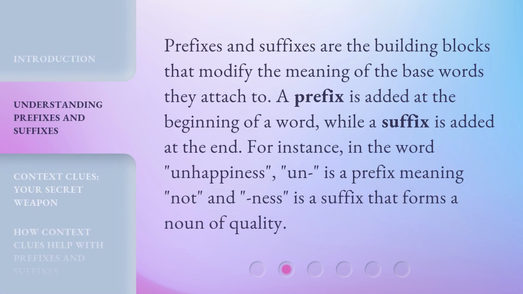Prefixes and suffixes are the building blocks that modify the meaning of the base words they attach to. A prefix is added at the beginning of a word, while a suffix is added at the end. For instance, in the word unhappiness, un is a prefix meaning not, and ness is a suffix that forms a noun of quality.